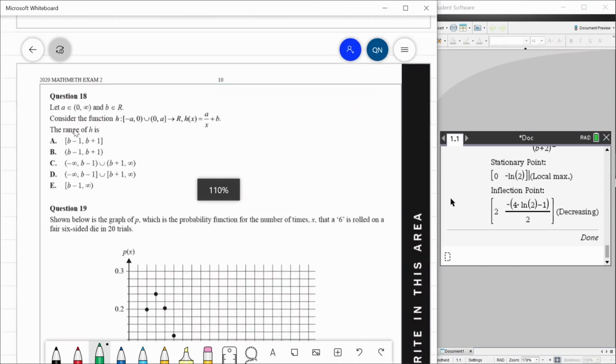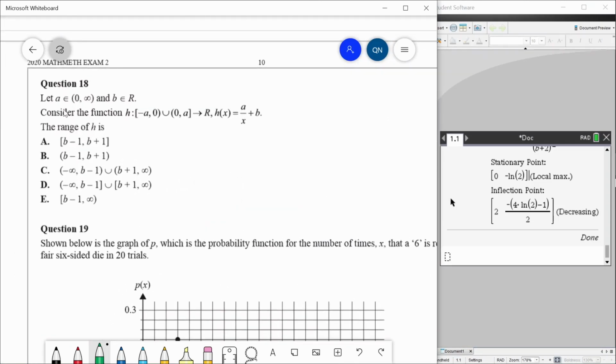Okay, question 18, we've got a function. Looks like it's a hyperbola. The range of h is... Okay, so let's think about what this hyperbola might look like. So, well, here are the axes. Here's the horizontal asymptote. So this is y equals b. So it's probably going to be sitting like this somehow.